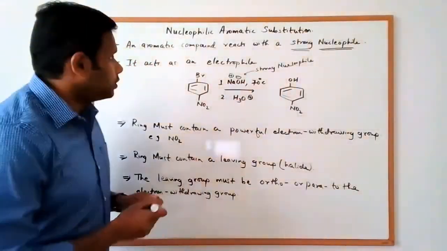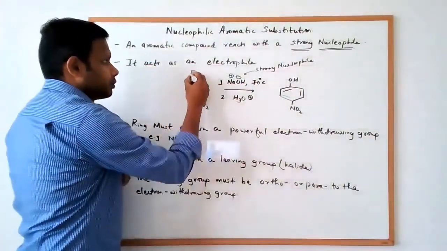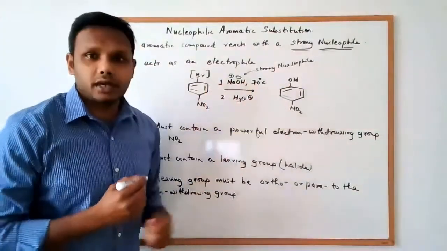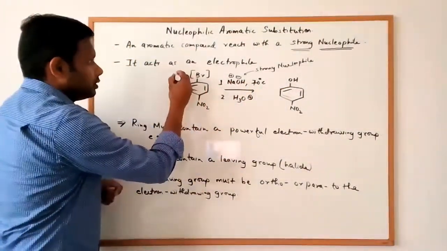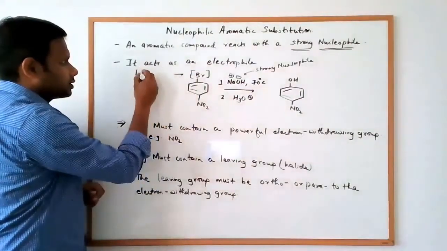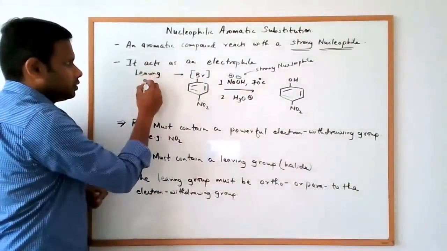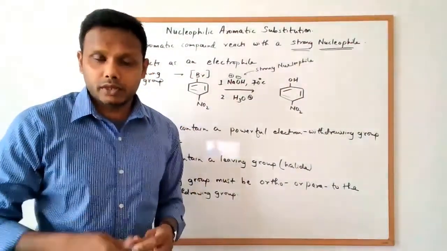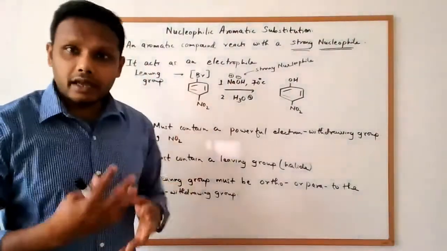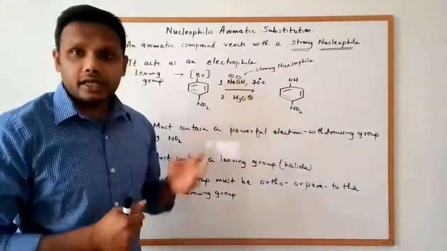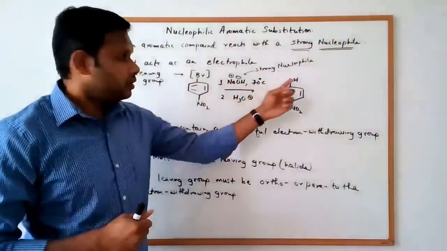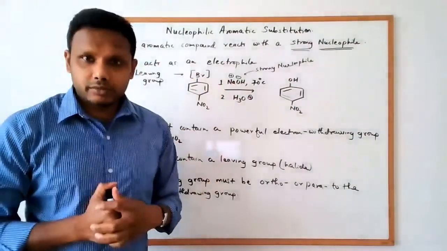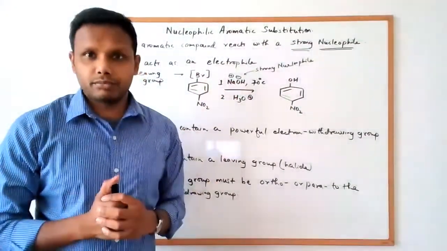And overall, when you look at it, what happened is that the bromo group here has been substituted by the hydroxide. So the bromine here is behaving as a leaving group. So this is reminiscent of an SN2 kind of reaction where you have an alkyl halide, you react that with a strong nucleophile, and you get a product out of that. So for such a reaction to take place, there are some criteria that must be met.